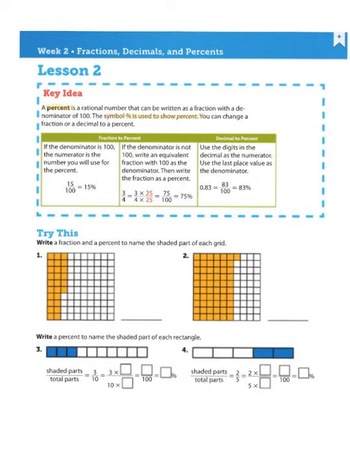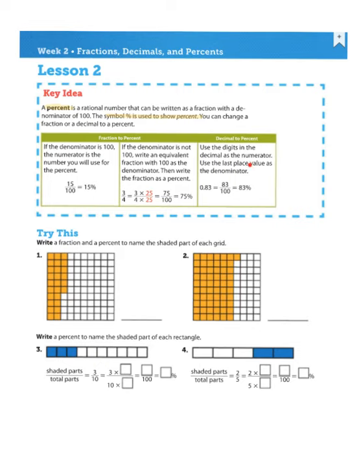If the denominator is not 100, write an equivalent fraction with 100 as the denominator, then write the fraction as a percent. So for example, if we have 3/4 and we're trying to make this into a percent, you have to think of a number that 3 and 4 both have in common. Or what could you multiply your denominator by to get to 100? So that's another way you could think about it. So if you multiply the top and the bottom by 25, because 4 times 25 would get us to 100, and you multiply the top, that's 75 over 100, so that's 75%.